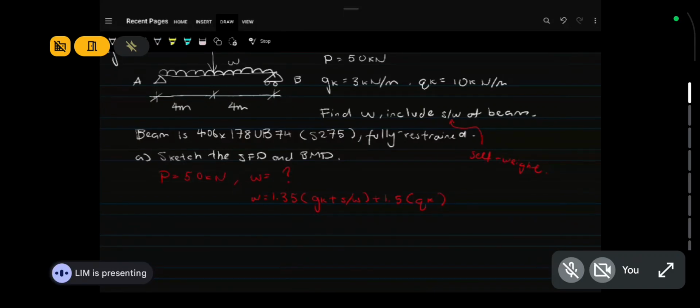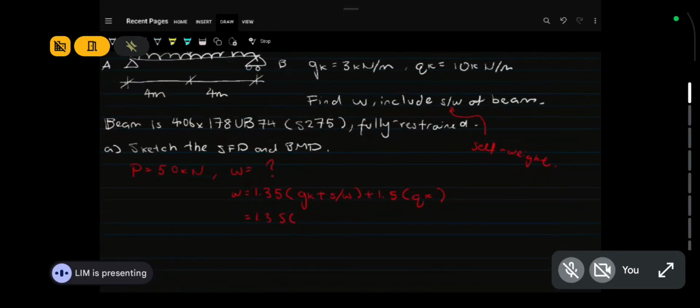So GK we know. What is GK? Tell me. 3 kilonewton, correct. Thank you. What is self-weight? It's in the table. Correct. So you look at this beam, you look at the table.